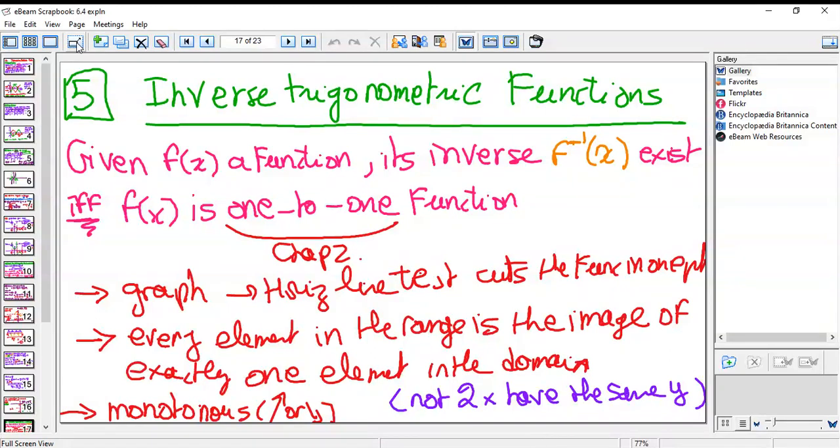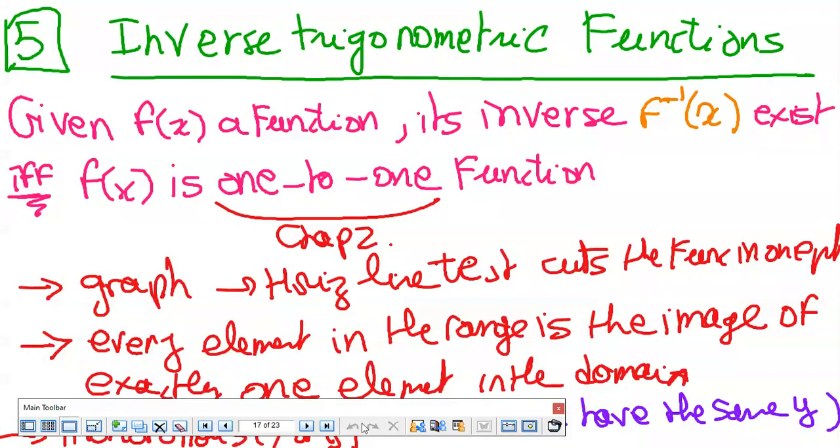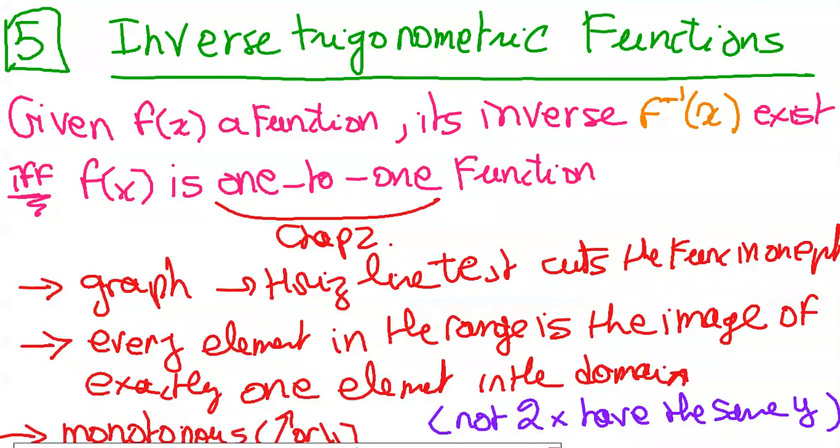Let's move to the last part in this lesson, inverse trigonometric functions. Every time, guys, I'm talking about inverse functions. What does it mean, inverse function? First, the notation of f minus 1 of x. So if f of x is a function, its inverse, the notation is f minus 1 of x, exists, and we saw that in chapter 2, if f of x is a one-to-one function.